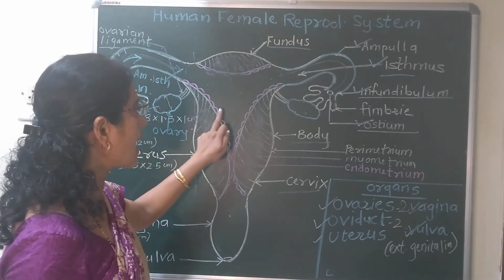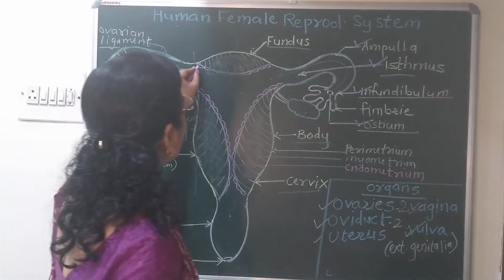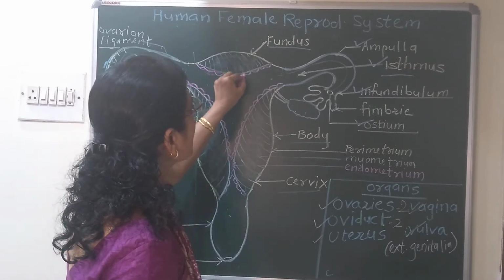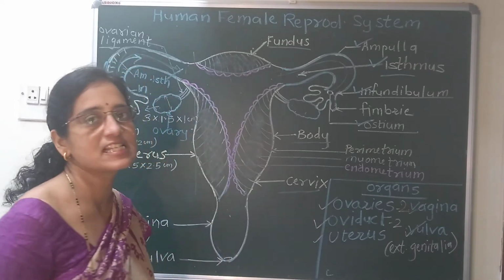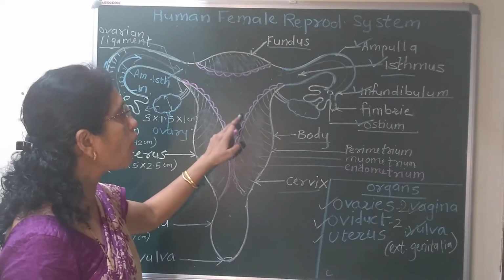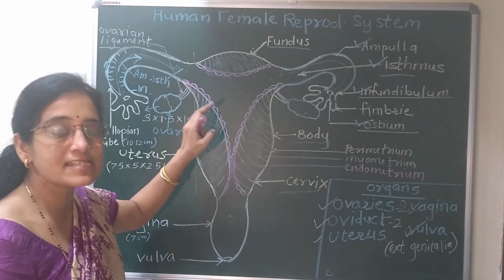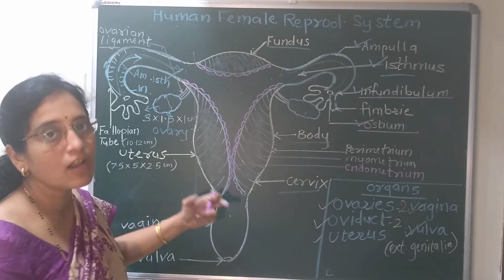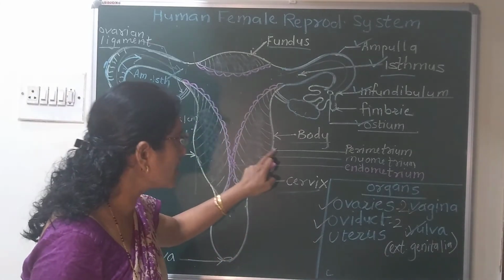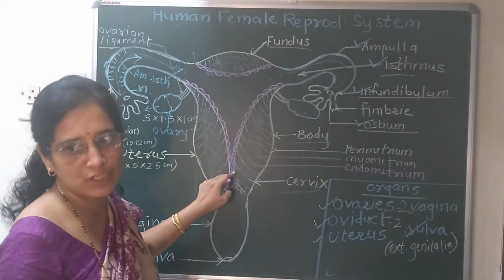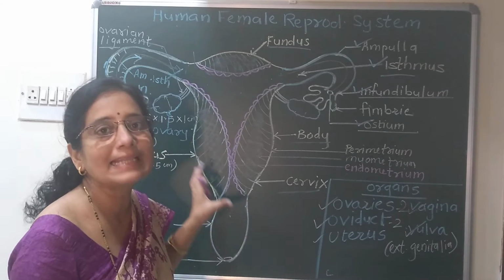And the innermost layer, I have shown with red color. This is the endometrium. It has blood vessel and lymph vessel supply. So remember these wall names properly. They are very important when we study the menstrual cycle of the female. Three walls: perimetrium, myometrium and endometrium. They make the uterus bulky and thick.